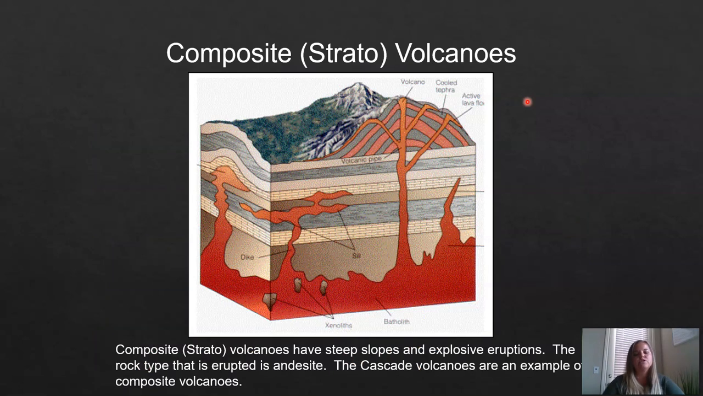All right, moving on to composite stratovolcanoes. These are more your iconic volcano shapes. So they're going to have the cone shape, and these are fed by some sort of magma that comes up to the surface and is trying to escape. Right, we've talked a little bit about that with plate tectonics and how that works. So these volcanoes usually have steep slopes and usually very explosive eruptions. The rock type that is produced here is andesite, and the Cascades are a very good example of this. And I'll show you where the Cascades are in a second.